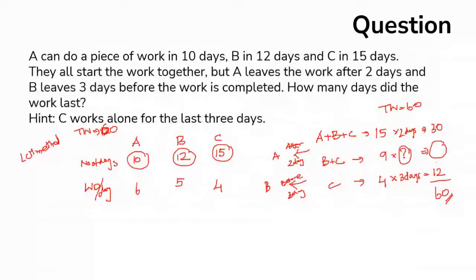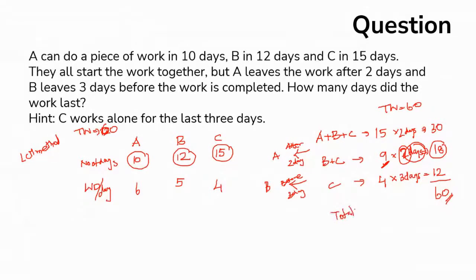So in total, 60 minus 30 minus 12, so 18 pieces should have been completed by B and C together. B and C can do 9 pieces per day, so in how many days will these 18 pieces be completed? This is given by 2 days. So the answer is in how many days the work is completed.